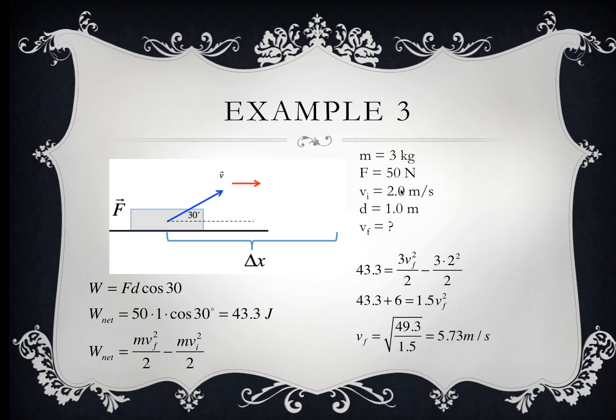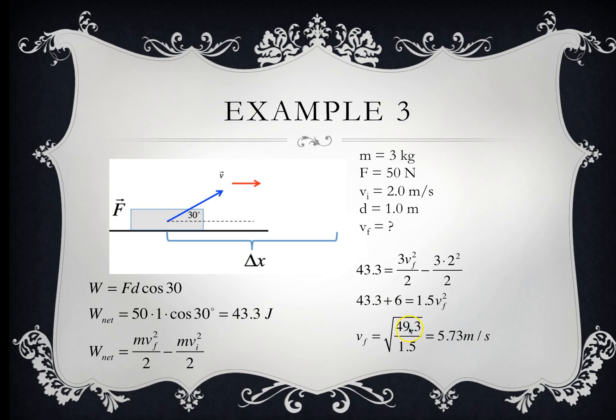Since the initial velocity is 2, I will not multiply by 2, I'll just divide it because I know the masses and it's easy. So 43.3 plus 6, because this is 3 times 2 squared over 2 with a minus on the other side, gets 6, equals 3 over 2, which is 1.5, so 1.5 V final squared equals 43.3 plus 6.